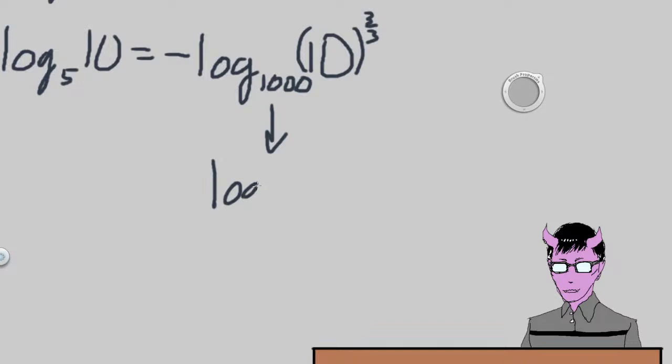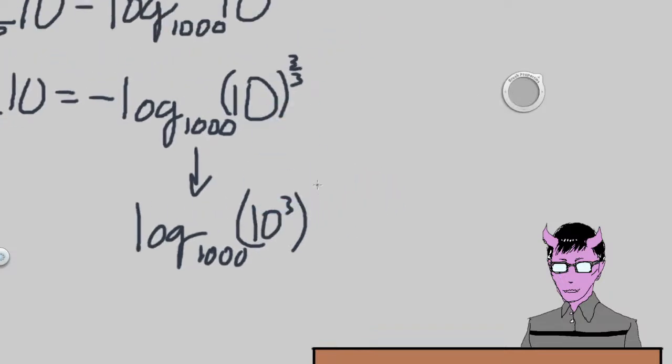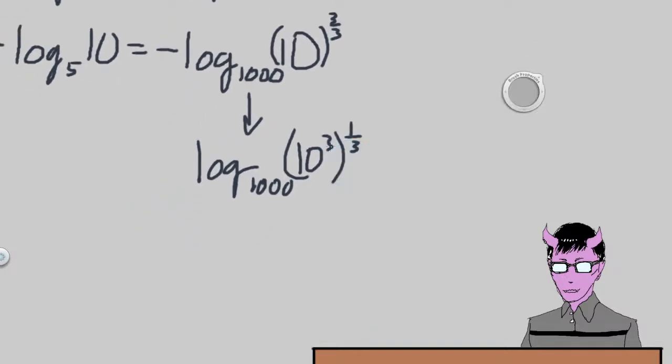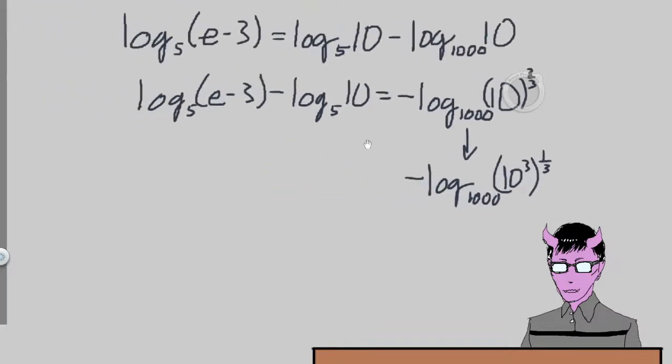Thereby getting log base 1000 of 10 to the power of 3. And on the outside, the thing we did not distribute inwards is the 1/3. So there it is. Alright, so that's that portion there. That's what's happening on the right hand side.